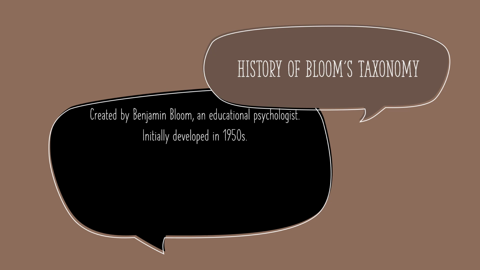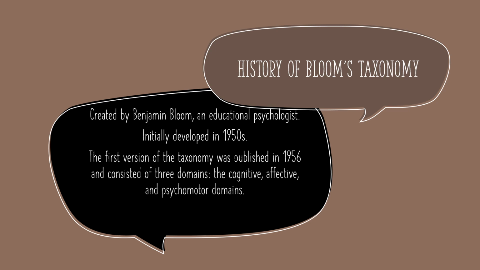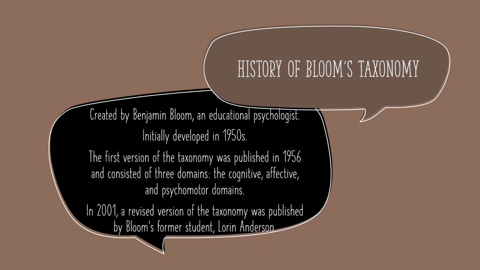domains. The cognitive domain, which is the most well-known and widely used domain, was further divided into 6 levels of learning, which were knowledge, comprehension, application, analysis, synthesis, and evaluation. In 2001, a revised version of the taxonomy was published by Bloom's former student Lorin Anderson and a group of other educational psychologists. The revised version included changes to the language and structure of the levels, but the core concepts remained the same.